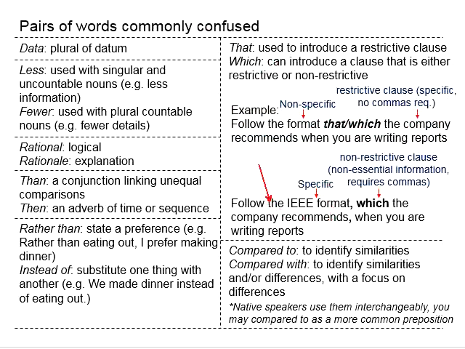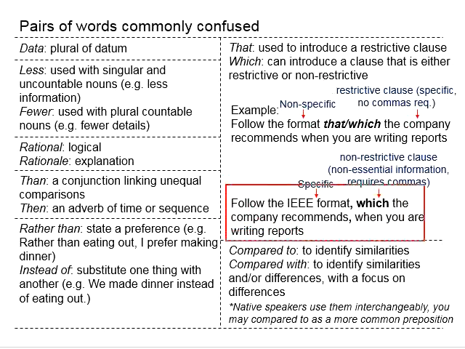And then if you observe the second statement here, follow the IEEE formats, which the company recommends, when you are writing the reports. Now the format here is specific. It is specifically referring to the IEEE format, and which the company recommends is a non-restrictive clause. It provides non-essential information in addition to the specific information given. Under these circumstances, commas are required.